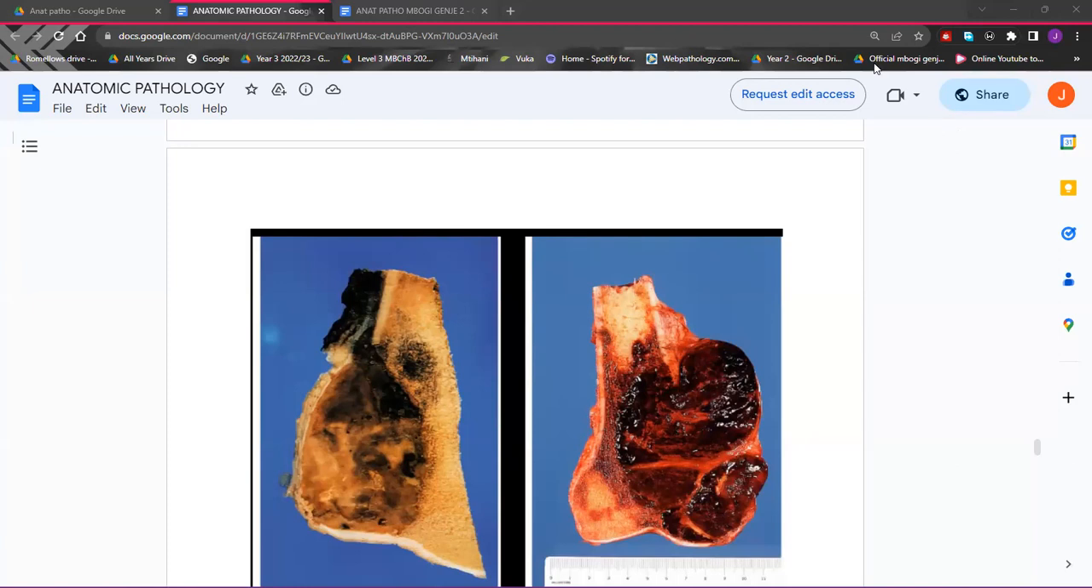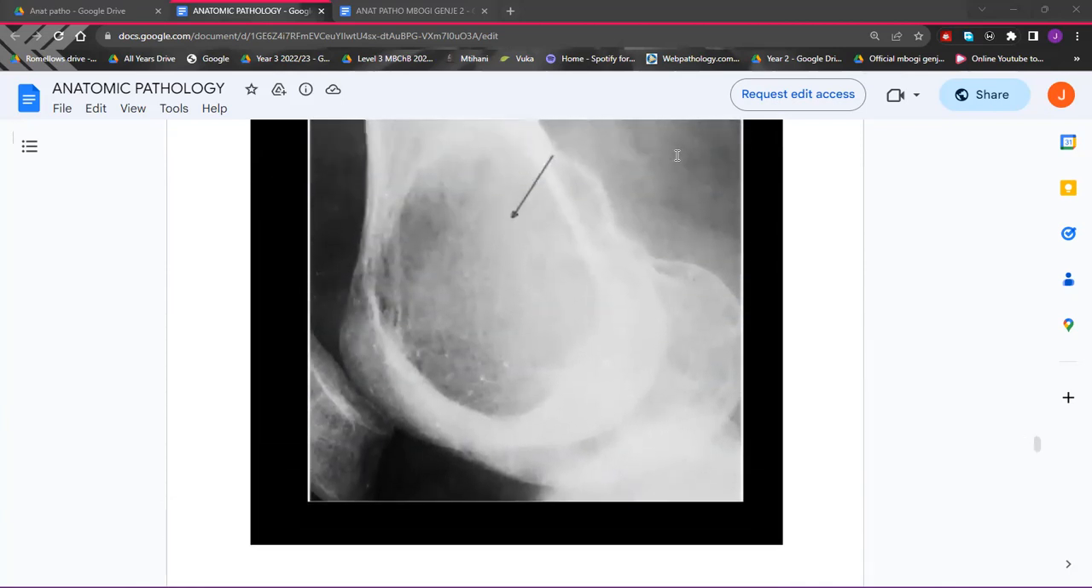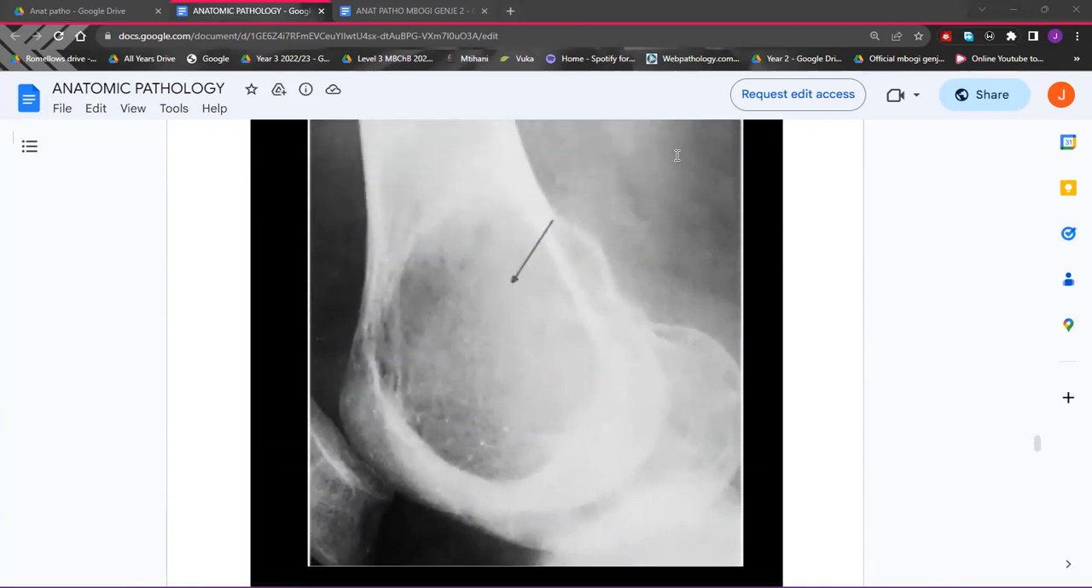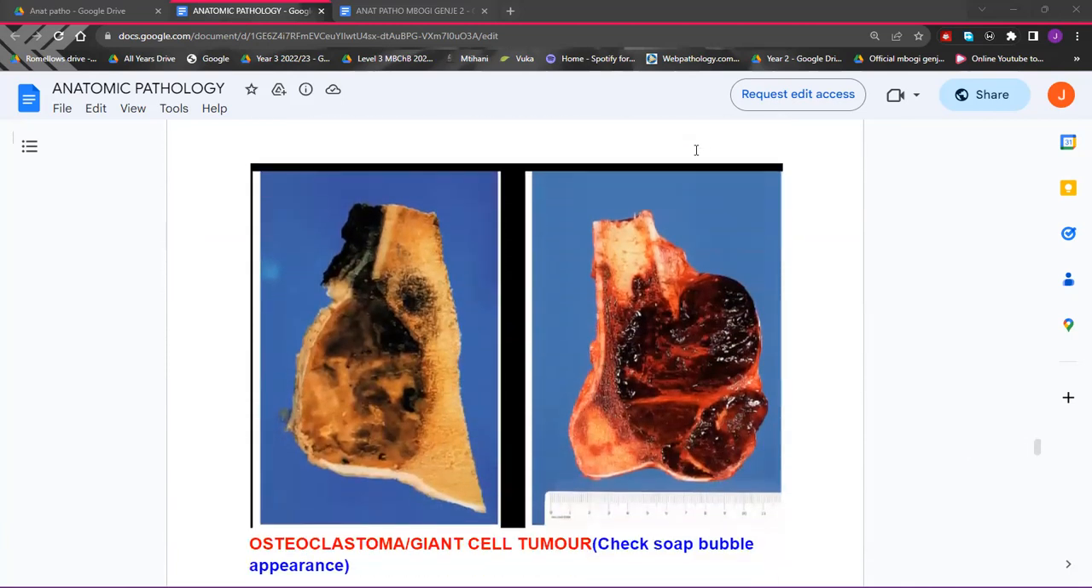So this is what you call the osteoclastoma or giant cell tumor because of the soap bubble-like appearance. When you see this, it looks like a soap bubble, and on the imaging study here it looks like a void. It looks like there's nothing in it, and it has a balloonish appearance. So that is what you call the soap bubble appearance. When you look at the gross morphology, you see areas of hemorrhaging together with the soap bubble appearance. That's a telltale sign of osteoclastoma or giant cell tumor.